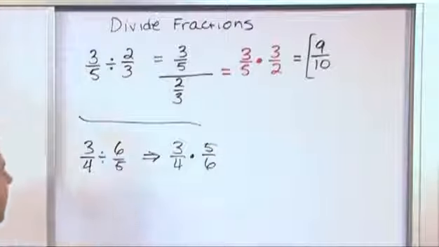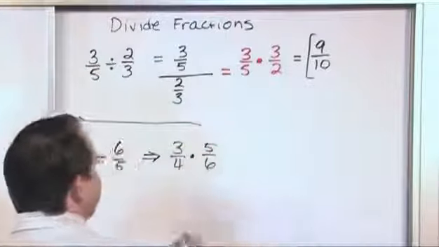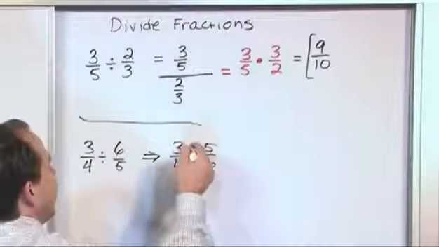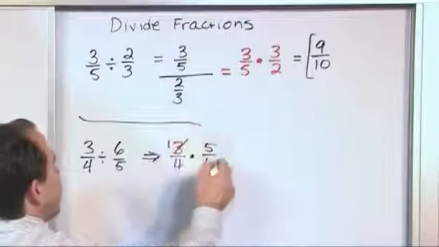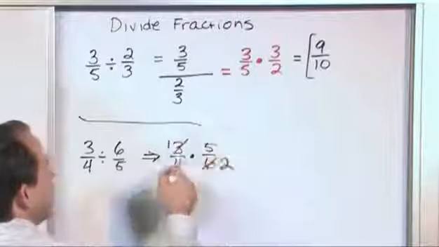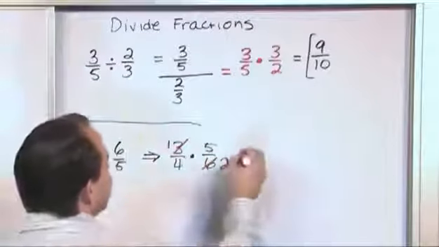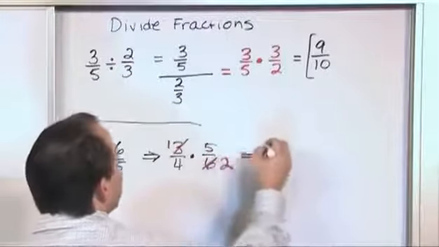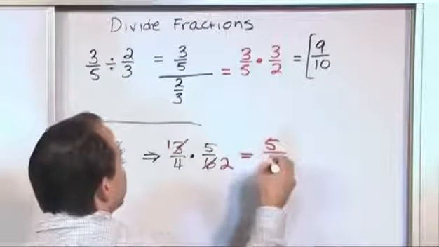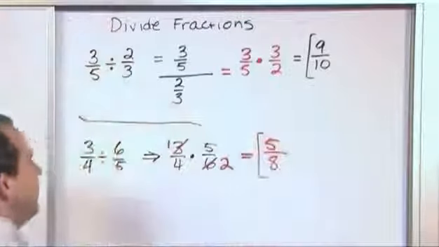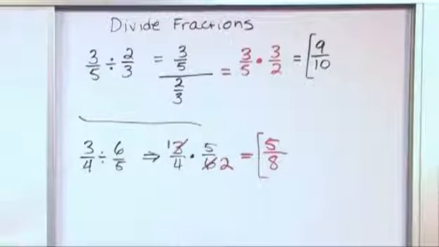All right. Now I try to pre-simplify. Always get in the habit of doing that. I have a 3 and a 6. 3 divided by 3 is 1. 6 divided by 3 is 2. There's nothing else I can do on top and bottom, so 1 times 5 gives me 5. 4 times 2 gives me 8. 5/8. And that is the answer, 5/8.